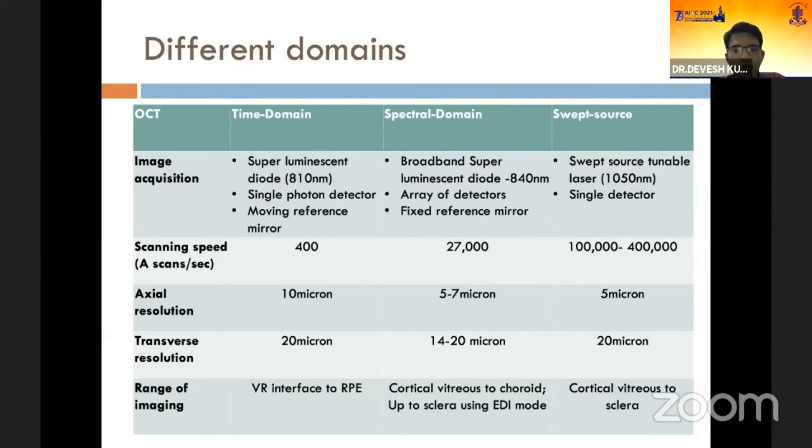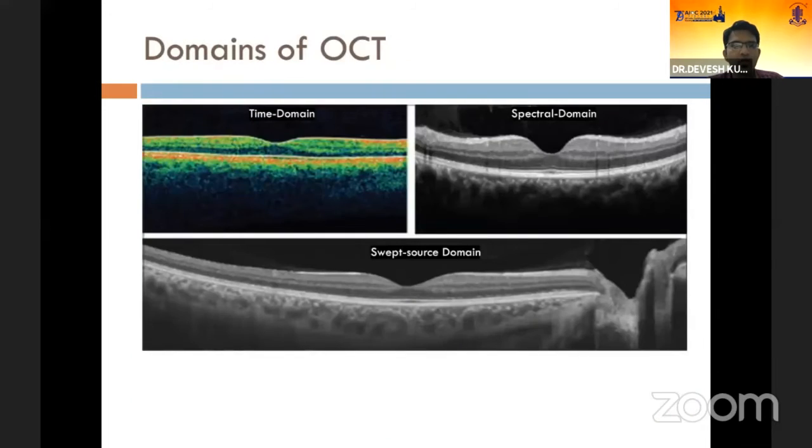In time domain, we can only image between the VR interface to the retinal pigment epithelium, whereas in spectral domain and swept source, we can image from the cortical vitreous to the sclerochoroidal junction. So this is how a time domain, spectral domain, and swept source OCT will look like. In the spectral domain, without the enhanced depth imaging mode, the sclerochoroidal junction will not be visible. Whereas in swept source OCT, we can visualize the sclerochoroidal junction very well.